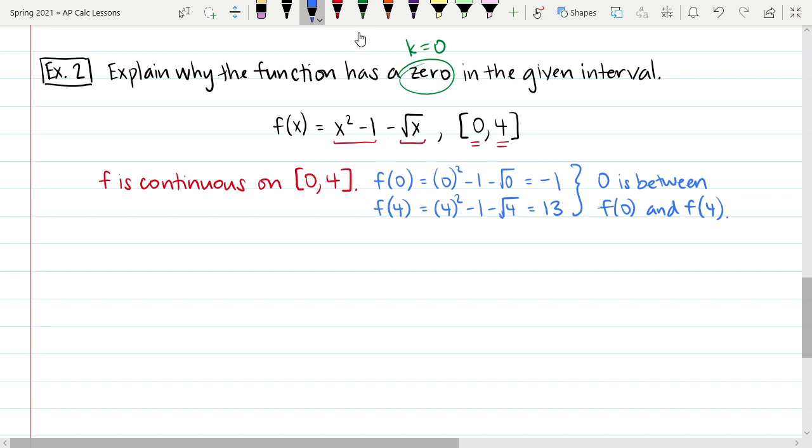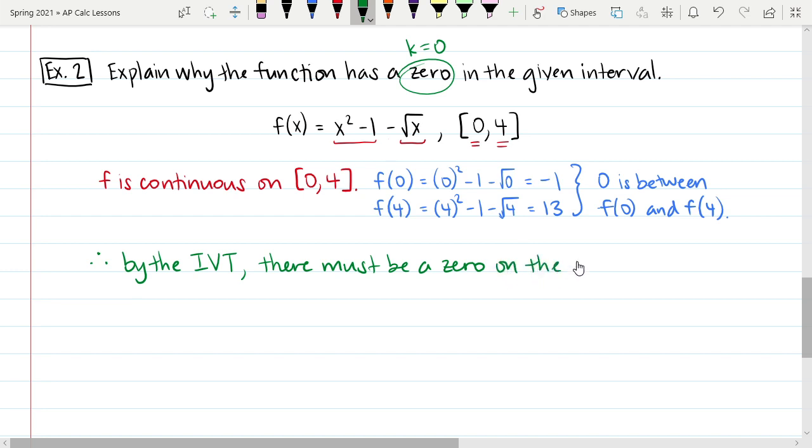So now I can say, therefore, there's my 3 dots again, by the IVT, once again, you have to state the name of the theorem or you have not completed your argument. So therefore, by the IVT, there must be a 0 on the closed interval (0 to 4).